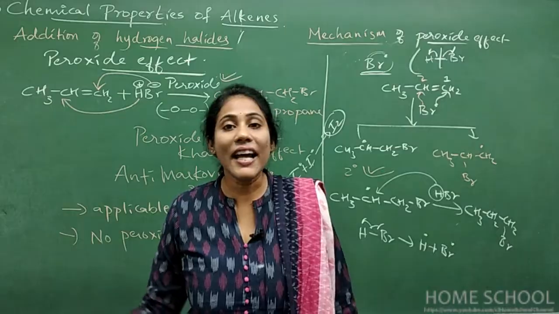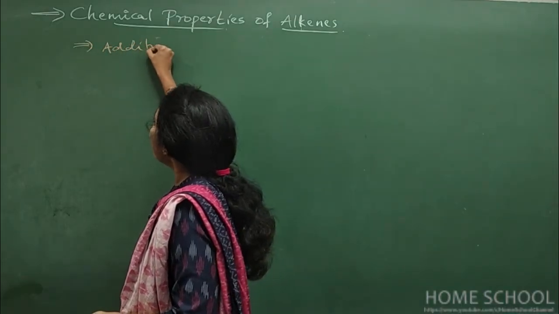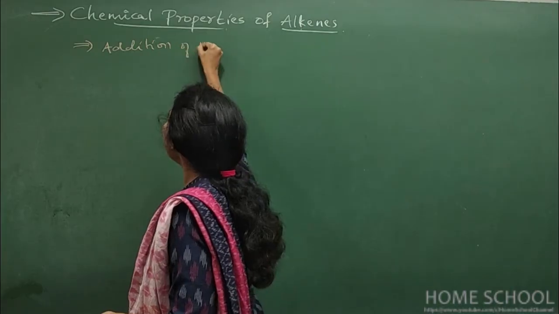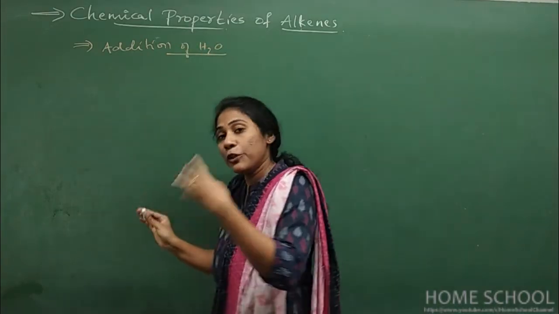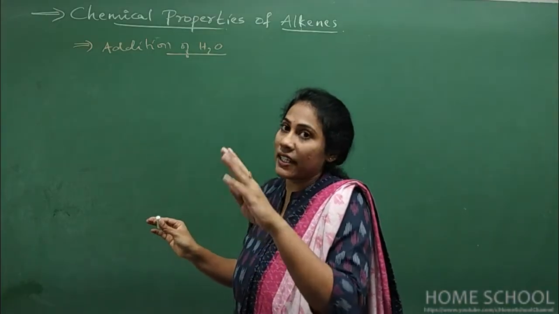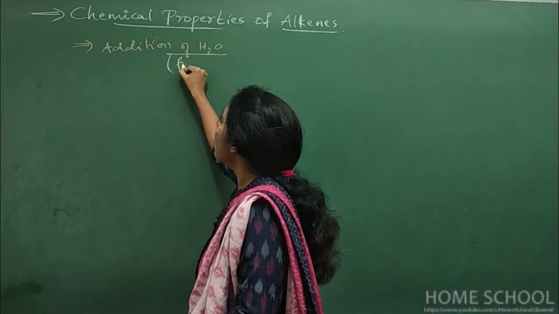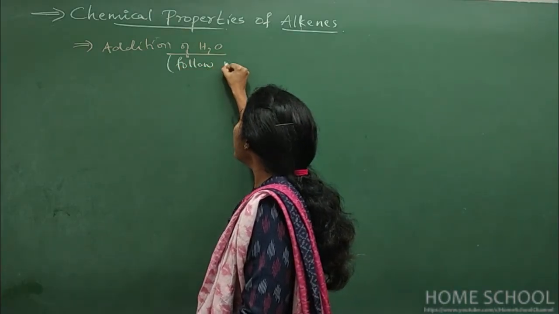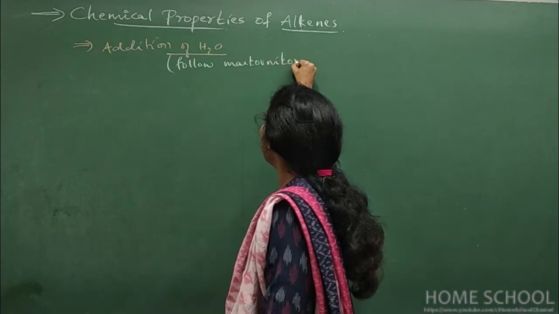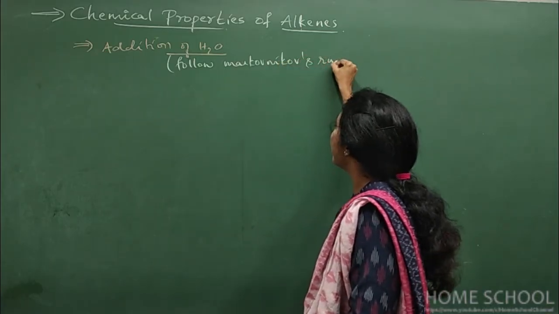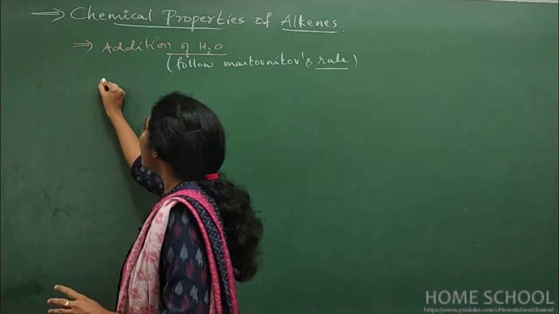Now we will go for addition of water. See guys, addition of water to alkene is very simple. You have to add water the way you added HBr and HCl, that is, hydrogen halide. You need to follow Markovnikov's rule here also. It's a very, very important reaction.